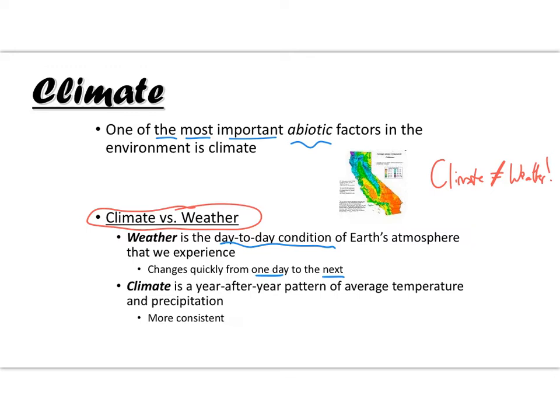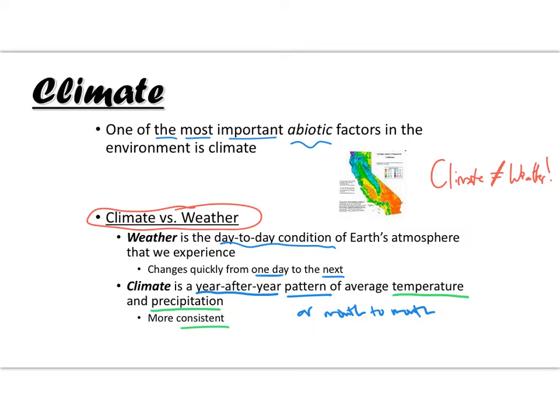Climate is different. Right? Climate is more of a year-to-year pattern, or sometimes we look at it from month to month. And climate involves two things. That's the average temperature and the average precipitation. So we're looking at the same concepts here. How warm is it, and is it going to rain? But for climate, we're talking about this big picture, consistent kind of idea.